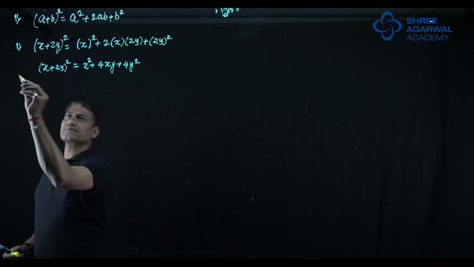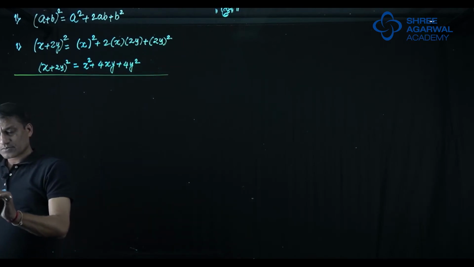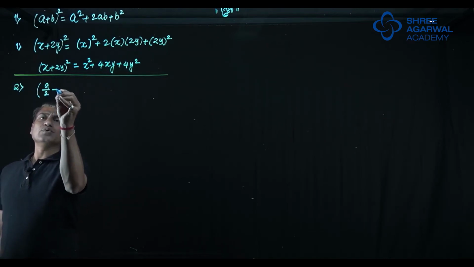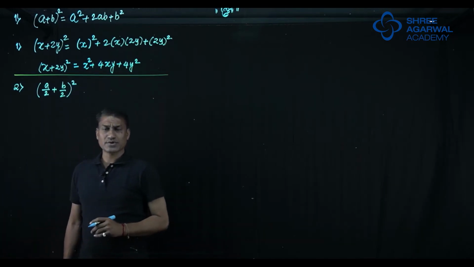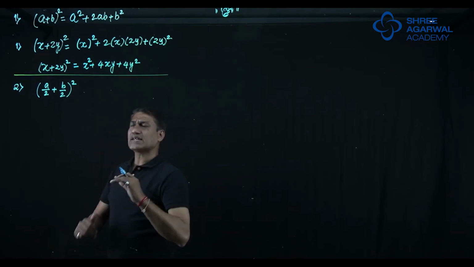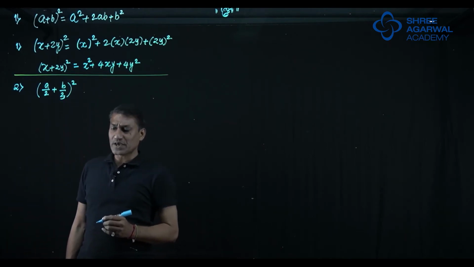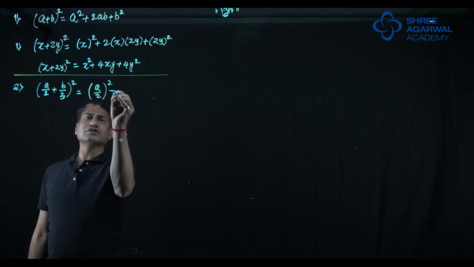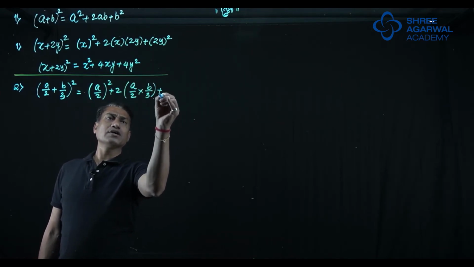I would take the second one as (a/2 + b/2)². No issues. Now fractions have come. Upon 2, upon 3, anything may come. Let me make it slightly more different. I'll make it not 2, but (a/2 + b/3)². So again I would say a² + 2ab + b².